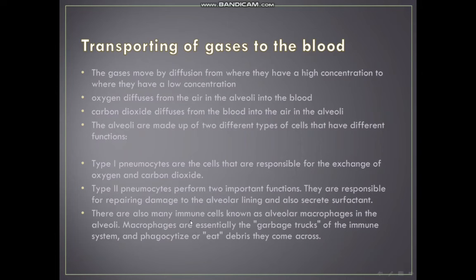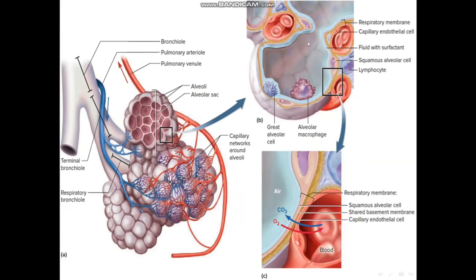There are also many immune cells known as alveolar macrophages in the alveoli. Macrophages are essentially called the garbage trucks of the immune system, and they phagocytize, or eat, the debris. In this picture we can see the type 2 pneumocyte, type 1 pneumocyte, macrophage, and fluid with surfactant. The main function of the surfactant is to maintain the lipid fluid around the alveoli so it never collapses. So this is the main function of the surfactant.